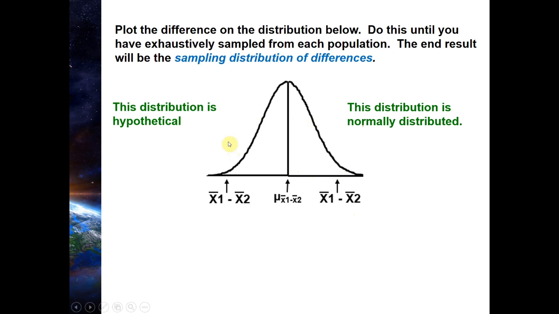But this is hypothetical, right? We don't actually exhaustively sample from each population and subtract sample means. It's a theoretical distribution. So it's hypothetical, and it would be normally distributed. So what that means is that half of these differences are going to be negative answers. Half of these differences are going to be positive answers. So if you average out the negatives with the positives, guess what you're left with?